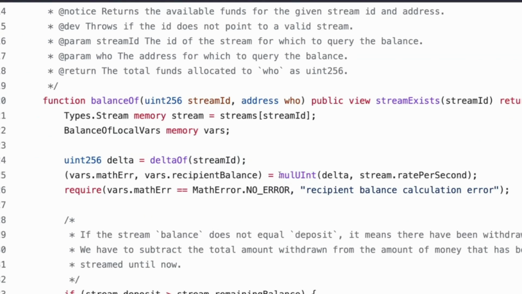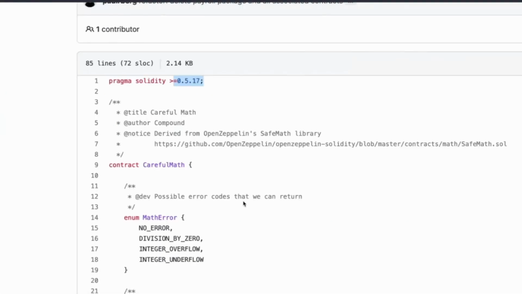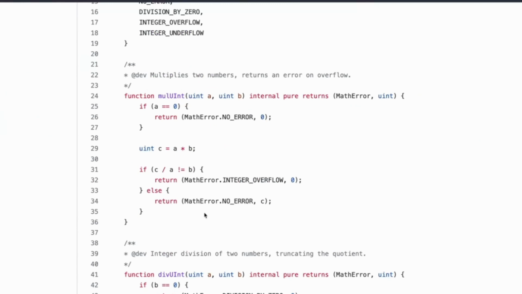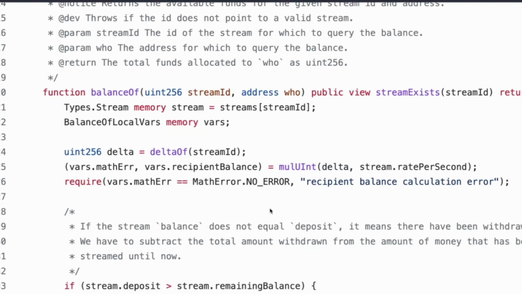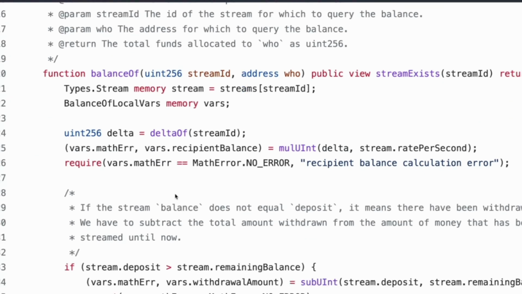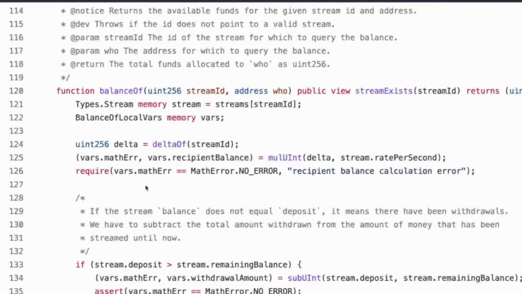Then it checks. Okay, so then it goes multiply uint. Where does it get that? Probably from the careful math. So it's multiplying delta. What is it multiplying delta with? Oh, the seconds that are left. I think. No, the rate per second. So it's working out if this is the check. Okay, this is basically working out the balance now. And then we make sure there was no error when we did this.